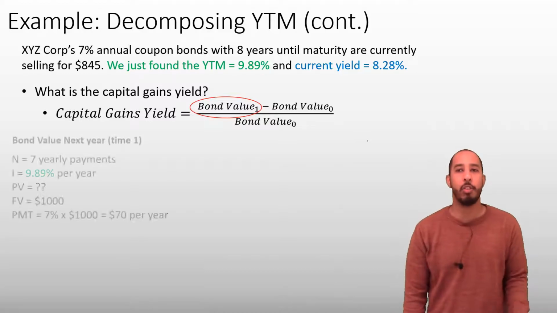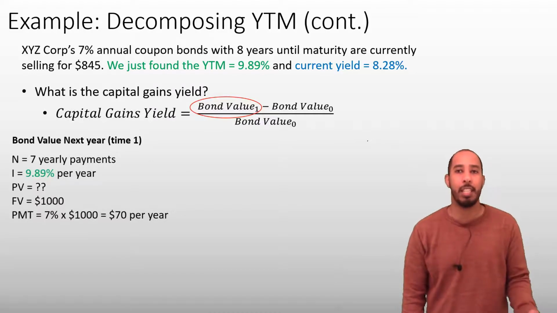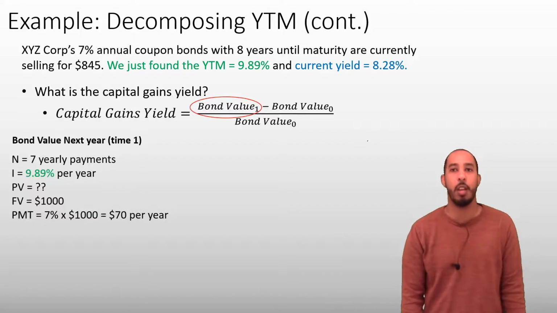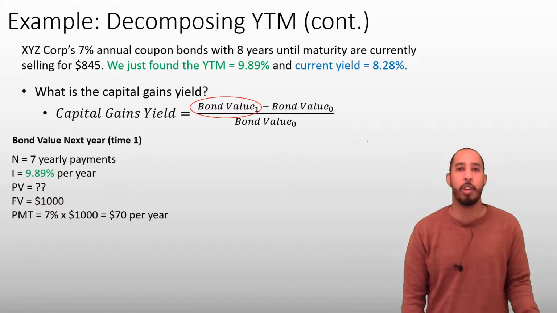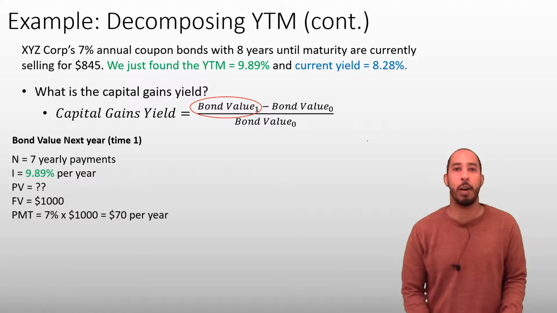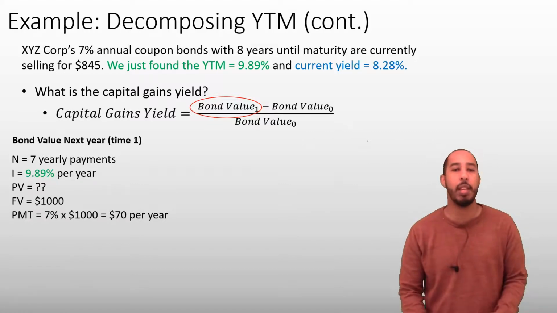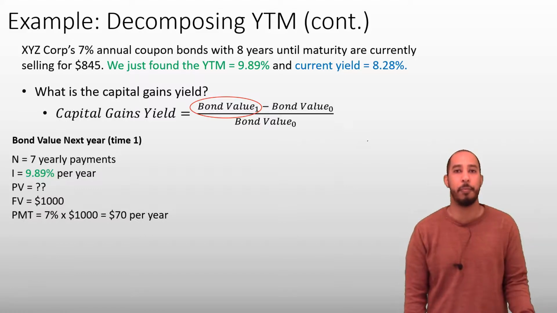If today there are 8 years to maturity, what will it be next year? Well, next year there's just going to be 7 years to maturity. 1 year has gone by. So N will be 7 years. For I, we'll put in the yield to maturity that we found earlier, that 9.89%. By doing this, we're making an assumption. We're assuming that the economic conditions of this bond will not change between this year and next year. That is, the overall economy remains the same, the company is going to remain the same, etc. The future value and payment will stay at $1,000 and $70 per year, respectively, and we'll solve for the PV.